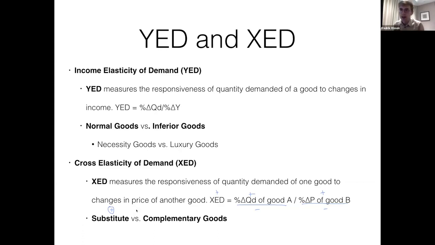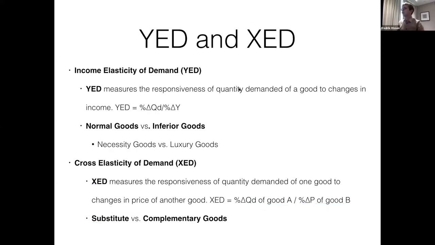Now, I have a little device for you to memorize this that I was taught when I was in high school as well: Twix and Mars, being examples of substitutes, are a positive experience. Positive meaning it has a positive value, and experience meaning it has a positive XED. So if you remember that little device, Twix and Mars are a positive experience, you're never going to get this wrong. You don't even have to think through the entire maths of it. Twix and Mars are examples of substitutes. Coca-Cola, Pepsi, Twix and Mars, they're always going to end up with a positive XED.